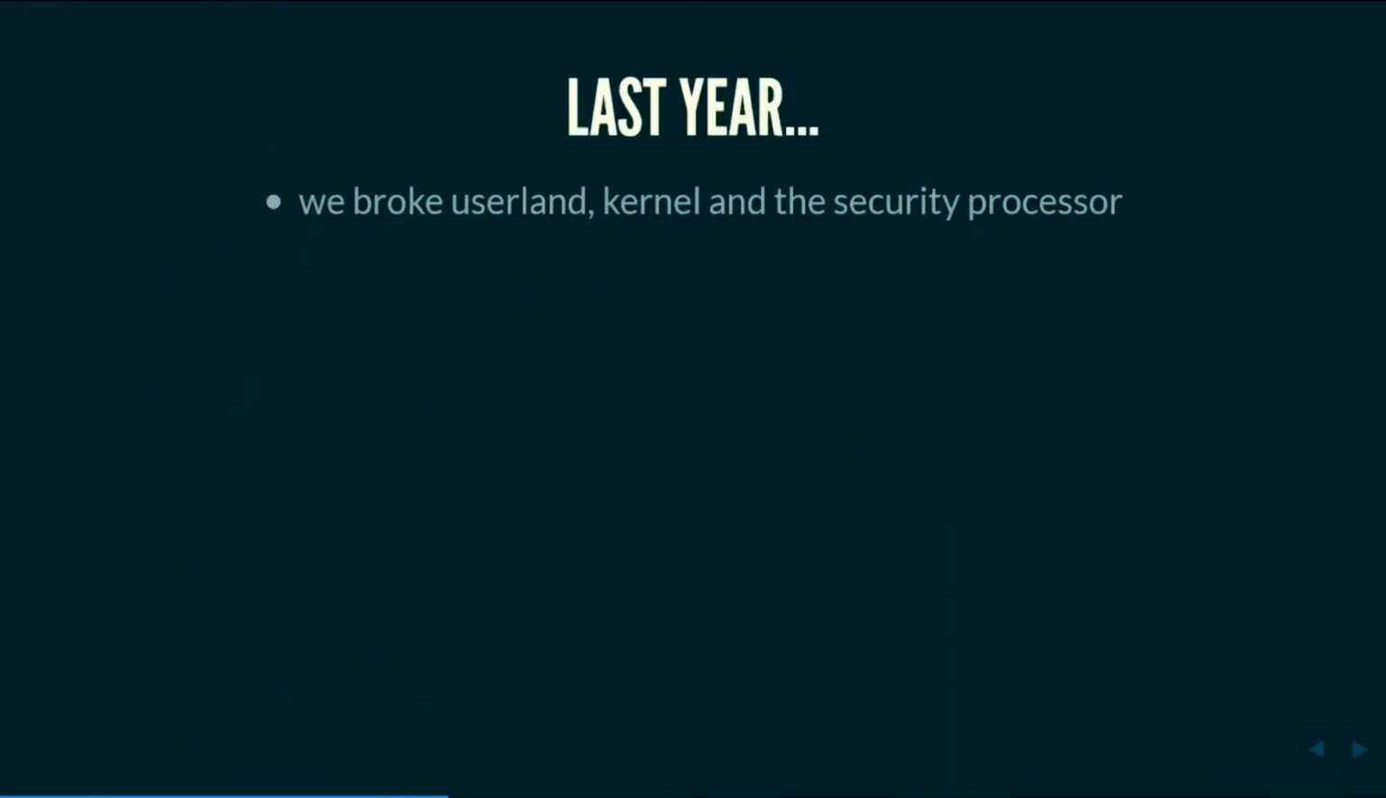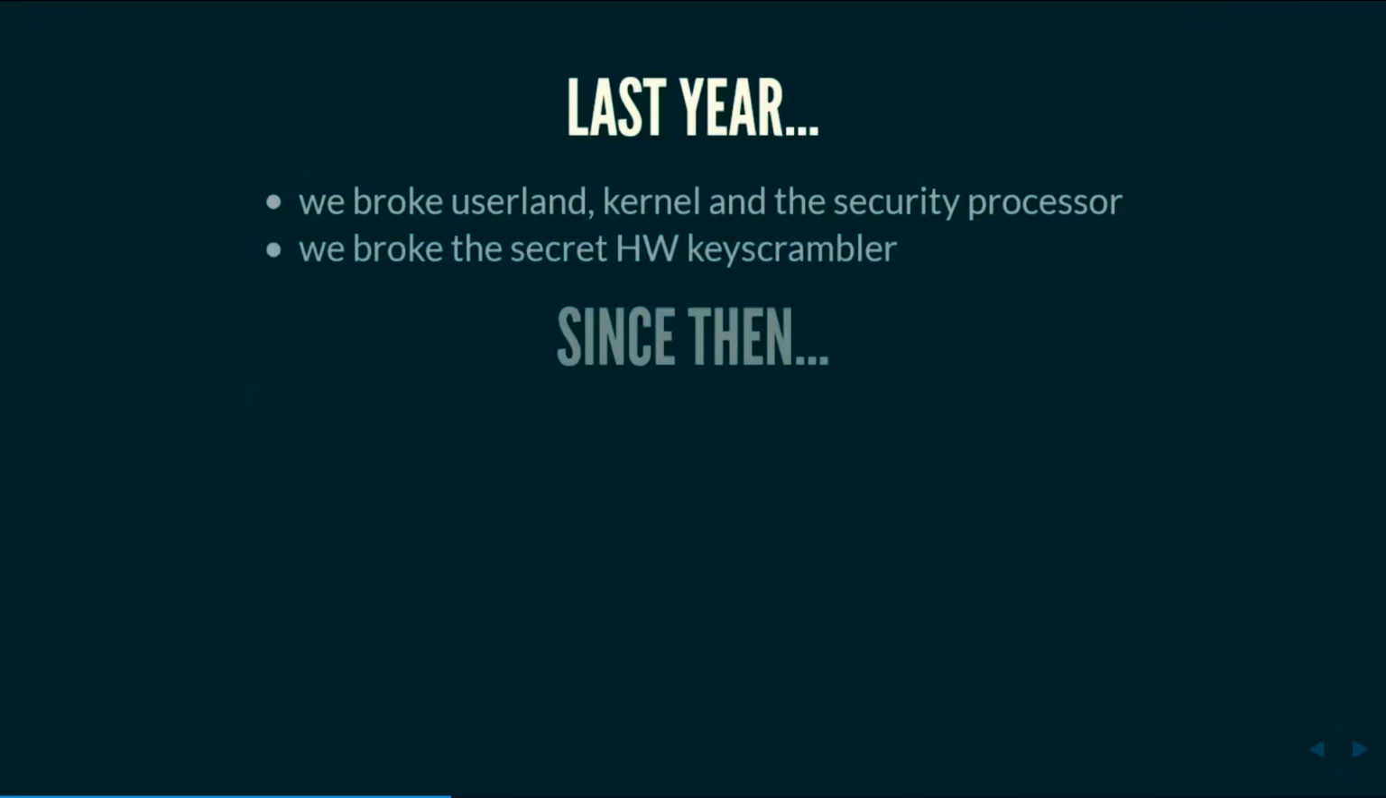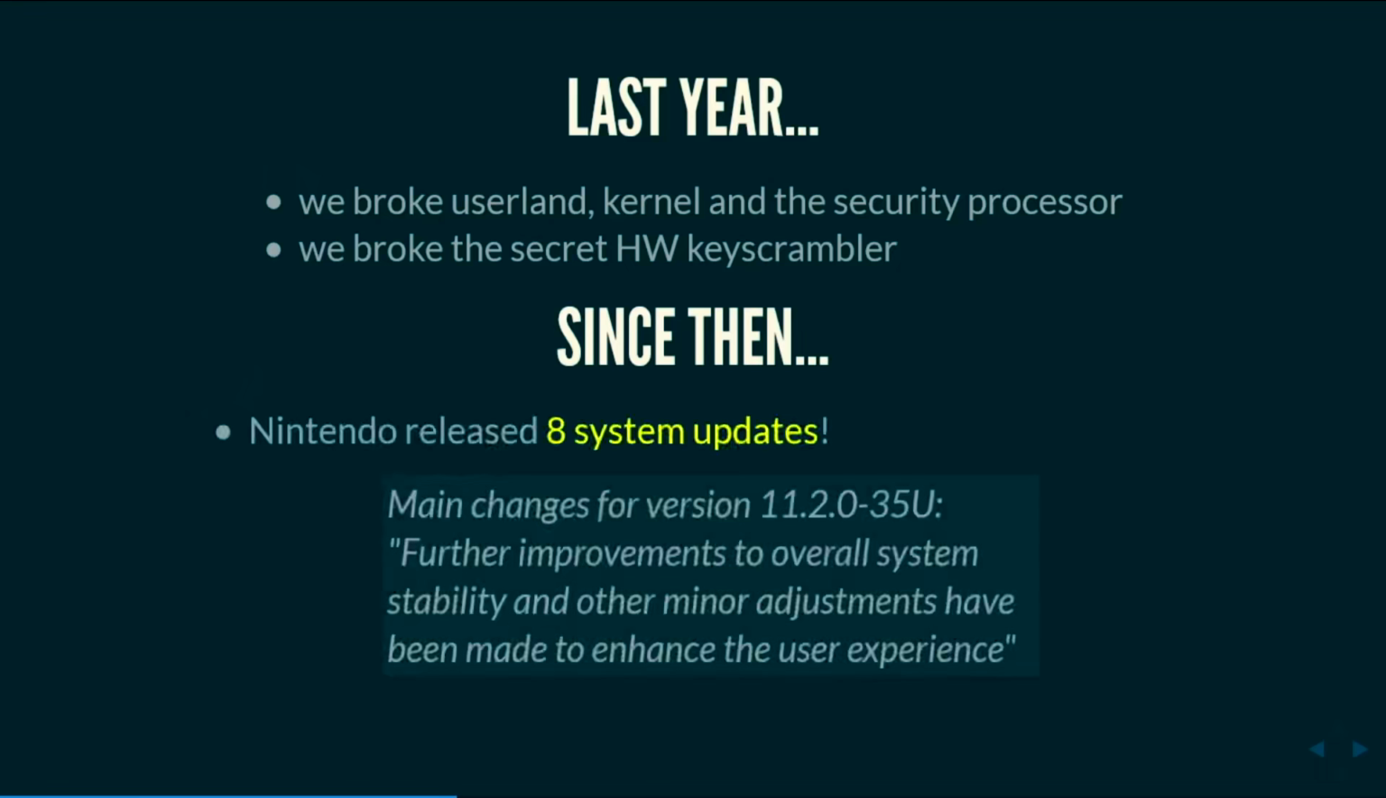So just to reiterate from last year, these guys broke userland, kernel and security processor. They also broke the secret hardware key scrambler. And since then, Nintendo's been kind of mad about this. They released a lot of system updates, and they started a bug bounty program.